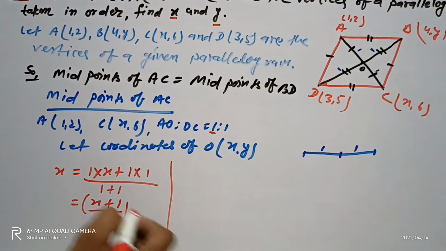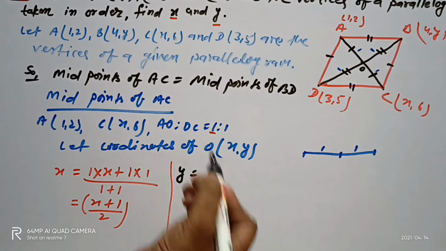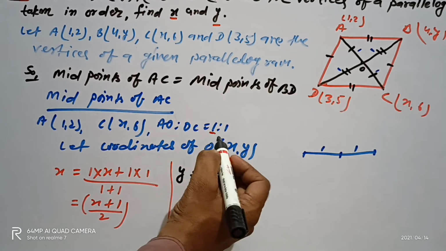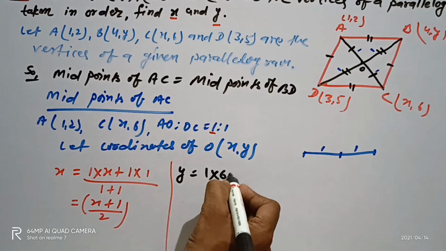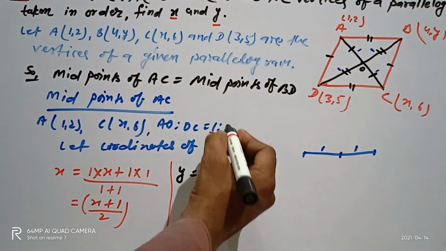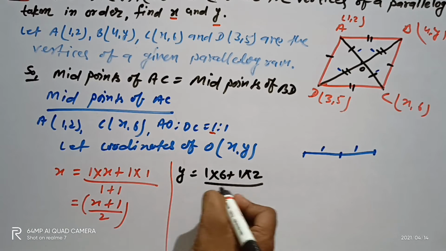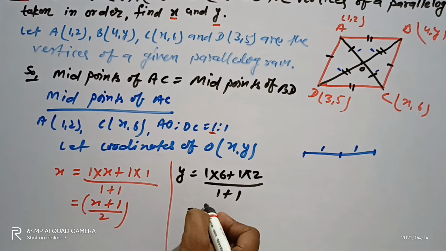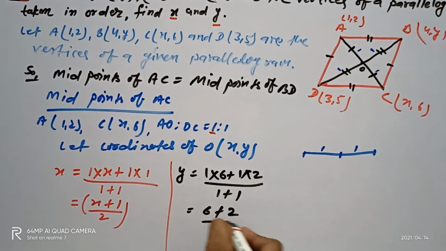Similarly, we will find out the value of y also here. So the y value will be y = (m1 y2 + m2 y1) / (m1 + m2). M1 is given 1 and y2 is given 6, plus m2, that is also given 1, and y1 is given 2, divided by m1 plus m2. So it will be (6 + 2) / 2, which is 8 by 2, that will be 4.